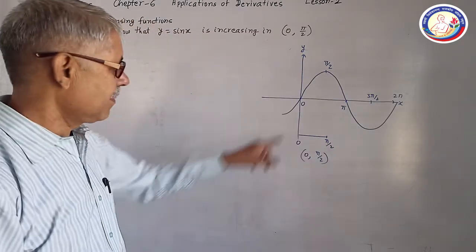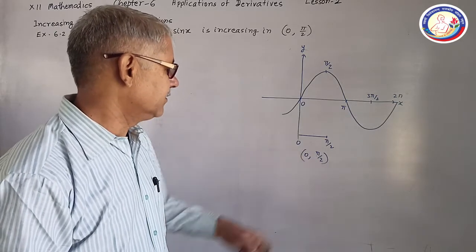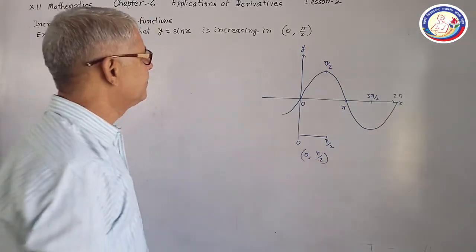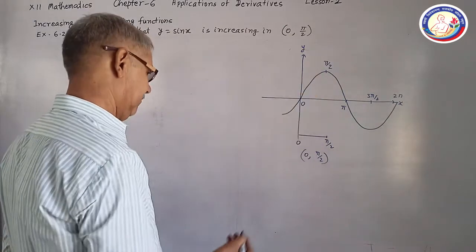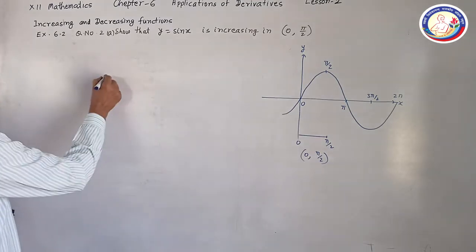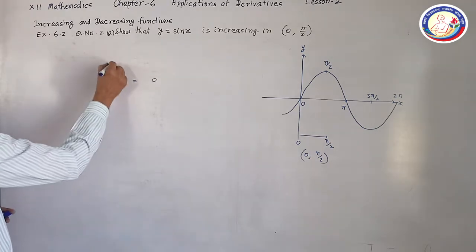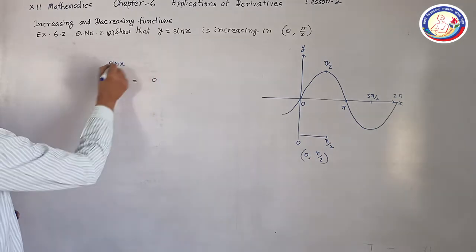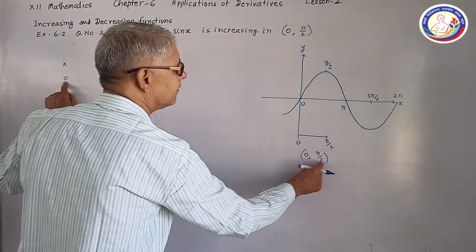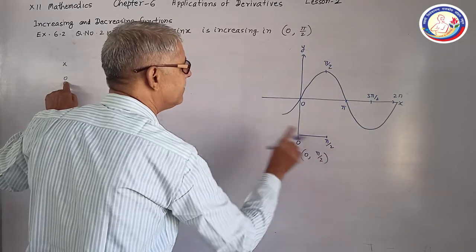If we see the graph, if the value of angle increases, x increases from 0 to pi by 2, the value of function sine also increases. We can understand it by taking some values. Say sine 0 is 0. This is x 0, which is not our part because we have to test it in this open interval. The value is greater than 0 and less than pi by 2.